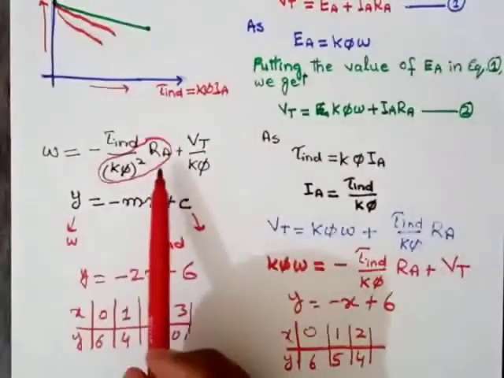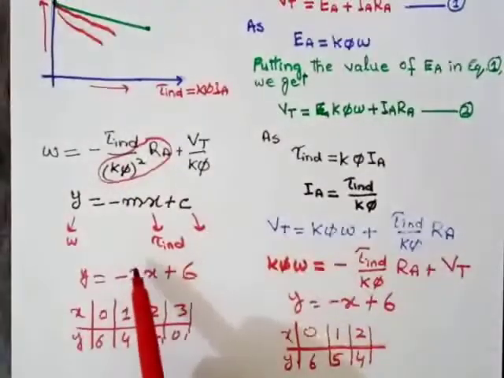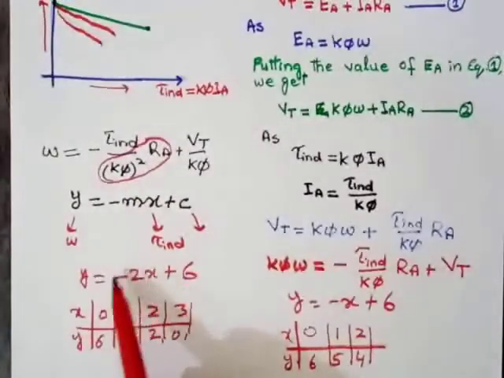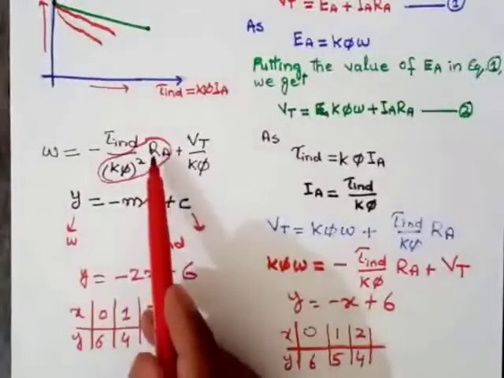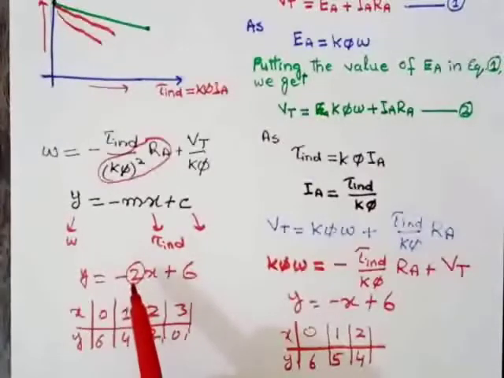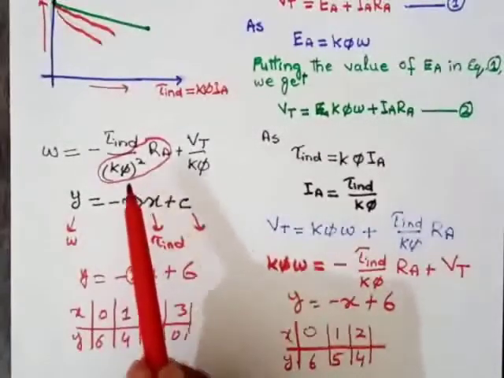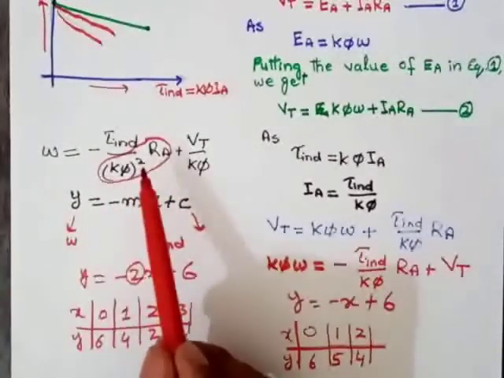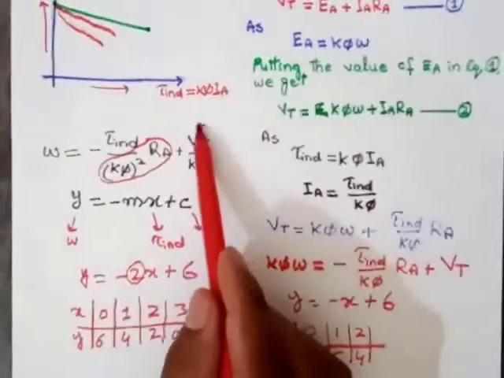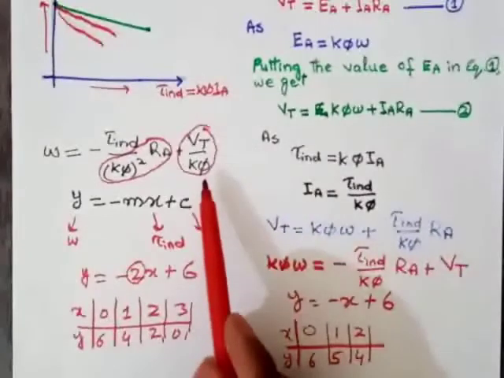If we increase the value of Ra, then this factor will increase. Due to this, the speed will decrease more rapidly. When we decrease the value of Ra, then this factor will decrease, and the speed will decrease slowly. This factor basically tells us how fast or how slow the speed will decrease. And the other point basically tells us the starting speed of the DC shunt motor.